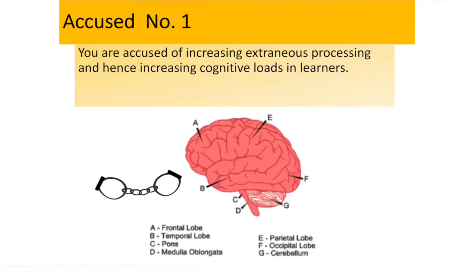Accused number one. Who is that? This is accused number one. Your diagram of the brain is here, with label A, B. What is that A? Here. Wait, what is E? Oh, here. So, the way you label your diagram, A, accused number one, you are accused of increasing extraneous processing, hence increasing cognitive load in learners. Because of that, the students are not learning better. Not optimal for learning.